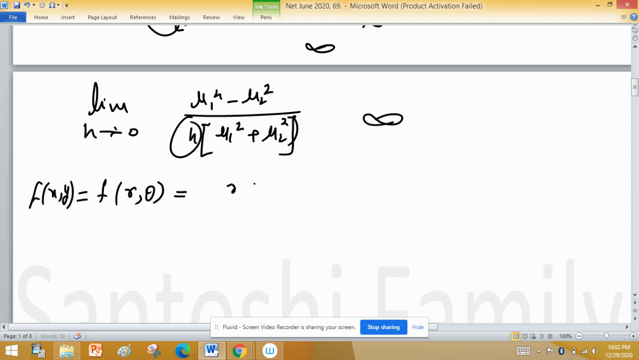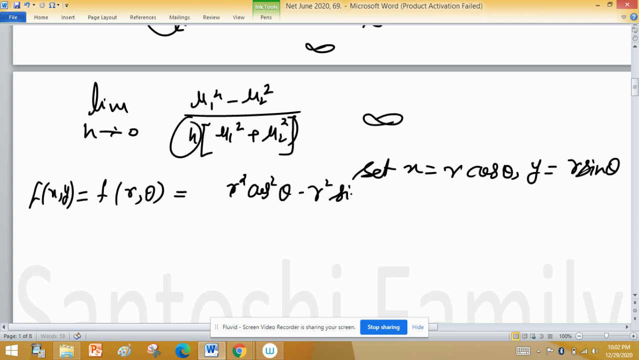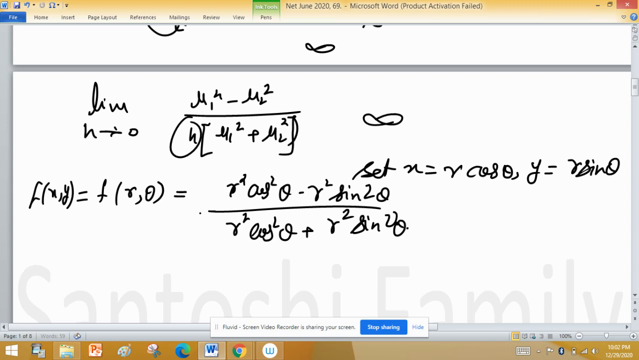It means set x equal to r cos theta and y equal to r sin theta, and whenever you put the x and y values here, it will be r square cos square theta minus r square sin square theta divided by r square cos square theta plus r square sin square theta. Take r square common from numerator and denominator, and it will be cancelled out. The left term will be cos square theta minus sin square theta divided by cos square theta plus sin square theta.